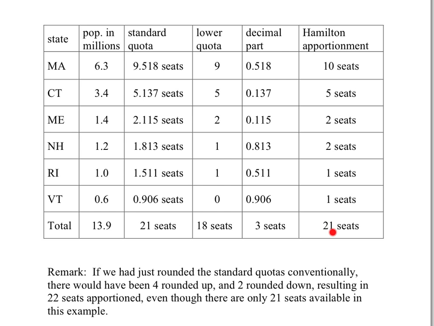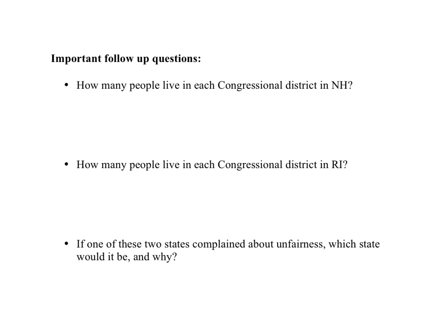Right? So you can't rely in general on just computing standard quotas and just rounding conventionally. You really do need the rest of this process. This brings us to a couple of important follow-up questions. We can ask how many people live in each congressional district in New Hampshire and how many people live in each congressional district in Rhode Island.